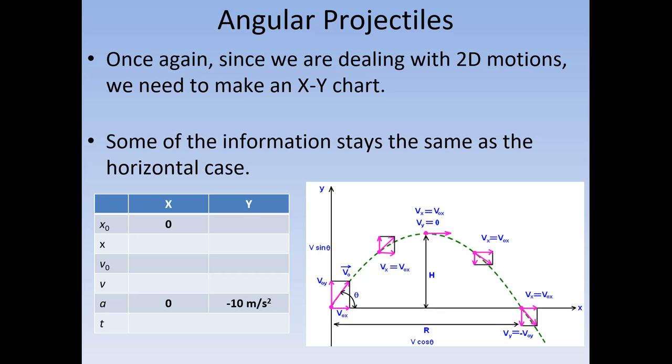Now, just like last time with the horizontal case, a lot of numbers are going to stay the same. For example, the initial X position is going to stay the same since most of the time the projectile is only going to be going forward. Therefore, we can say that wherever it starts, that's the initial X position. The acceleration in the X is also still zero. There's no horizontal acceleration. And the vertical acceleration is once again negative 10 meters per second squared.